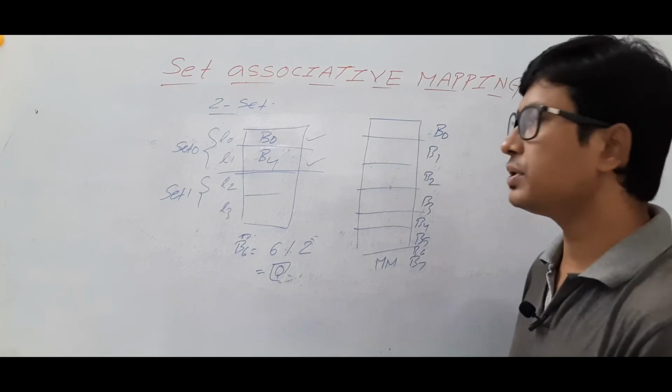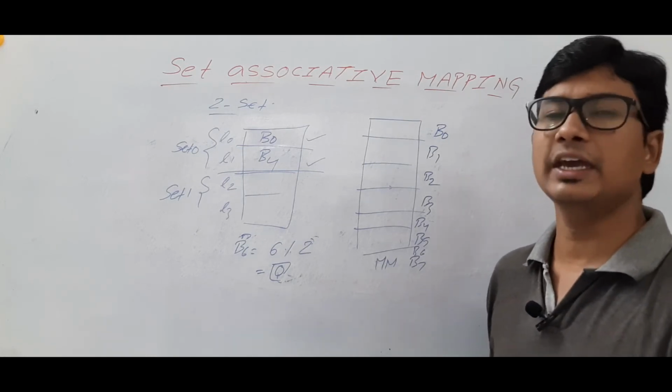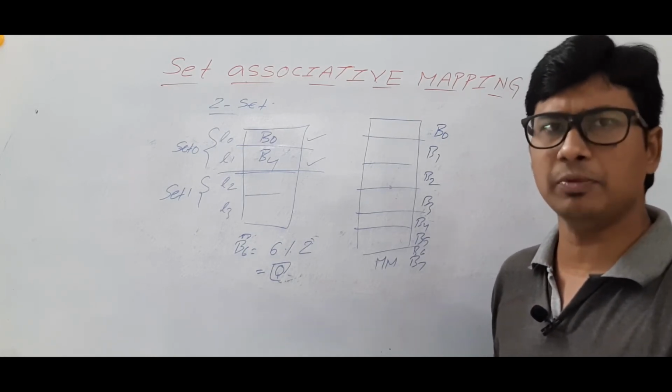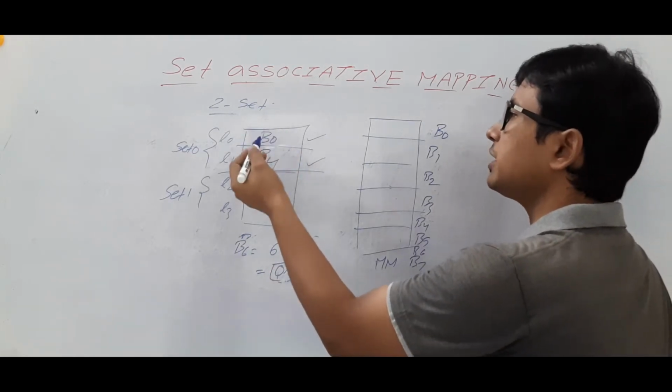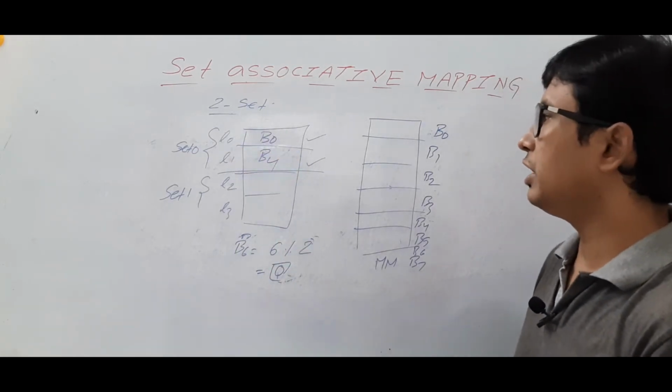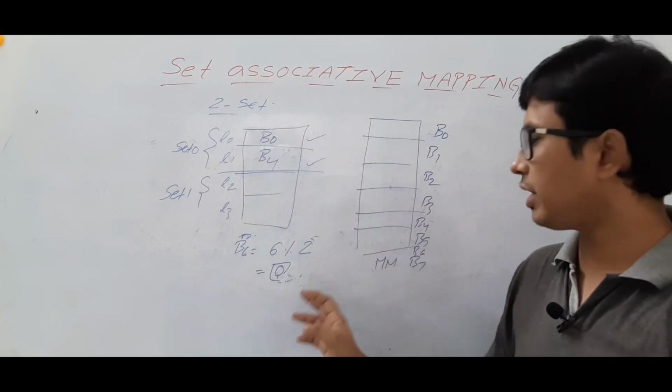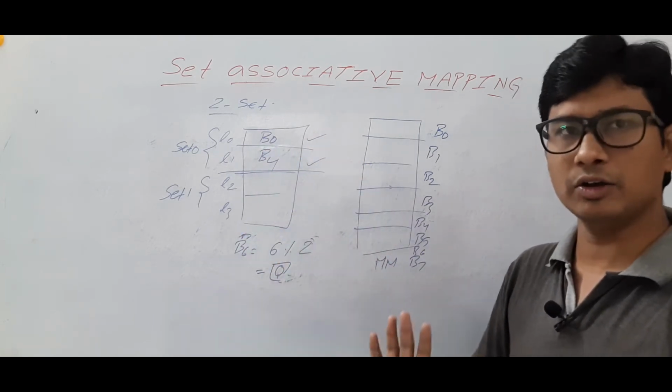Then what you will do is use a replacement technique, either LRU or FIFO or any replacement technique. Based on the replacement technique, you will remove either block number 0 or block number 4 and keep block number 6. Are you able to understand?